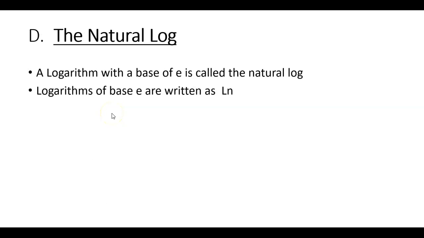Let's look at one more and talk about the natural logarithm. A natural logarithm is a log with a base of e. Okay? Natural logarithms also are written in a special way. We write them with simply the letters ln. So for instance, ln of x equals y, what that really means is log base e of x equals y.